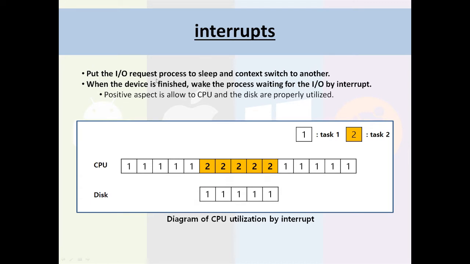So just to go through this: put the I/O request process to sleep and context switch to another. When the device is finished, wake up the process which was waiting for the I/O to finish through another interrupt. Now, the positive is that the CPU is busy all the time, and the disks are properly utilized. We only process task 1 after we finish task 2, and we have better utilization of our disk because we're using the disk while task 2 is actually being processed.